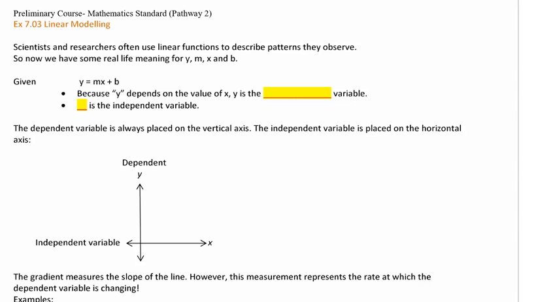In exercise 703, we actually move on from being able to calculate gradient or find the y-intercept to having a look at why we do those things. Whoever uses this, and what's the significance of these values that we find? So, yes, there's been a lot of emphasis on finding the gradient, finding the y-intercept, but now we look at why we actually do that.